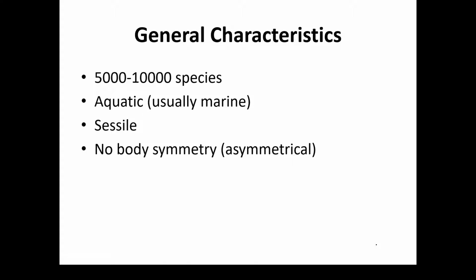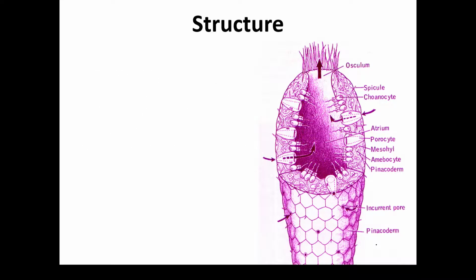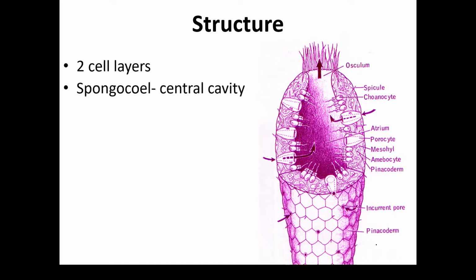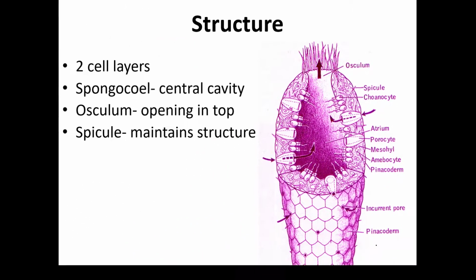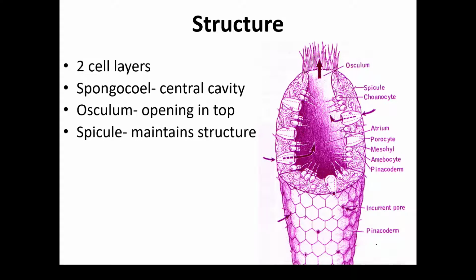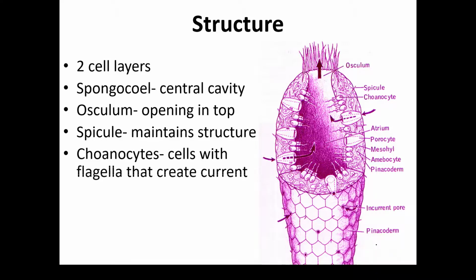You can see that they've got 2 layers. They've got a spongocoel, which is their central cavity, and then they've got an osculum at the top, which you can see right there. All these spicules are these little spiky things you can see, and they create the structure for the sponge.